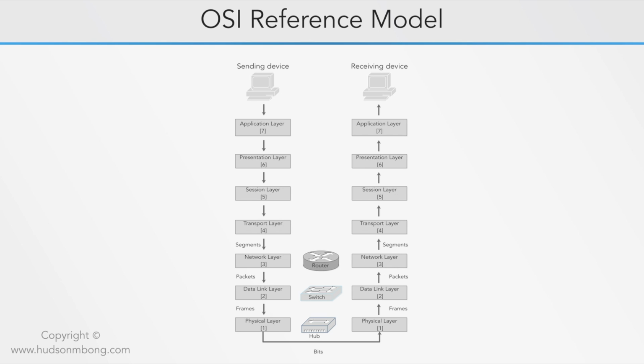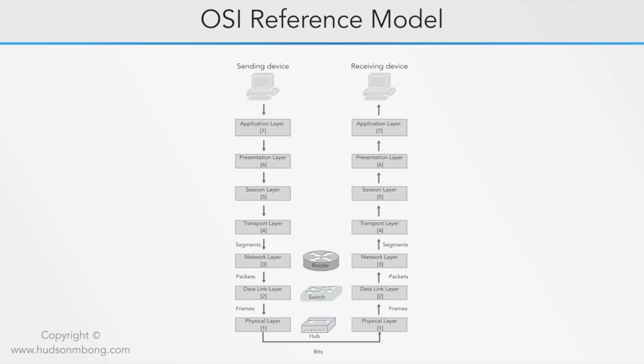Internet Protocol. The network layer or layer 3 manages device addressing. It tracks the location of devices on the network and determines the best way or the best route to move data. A router operates at this layer.